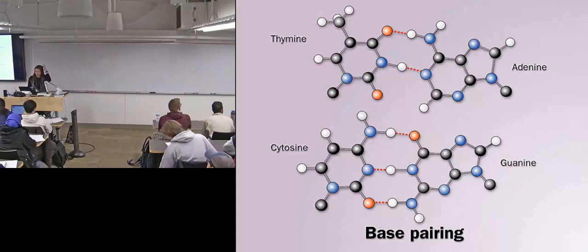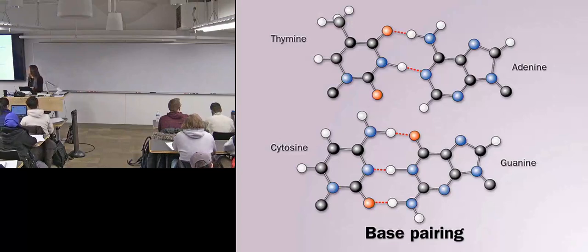Here's another maybe pretty picture of the pairing of adenine to thymine and cytosine to guanine. What is the primary difference between these two? Number of hydrogen bonds. Hint, hint. There are 2 on the top, there are 3 on the bottom.